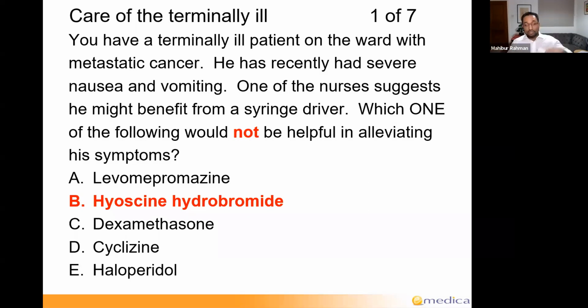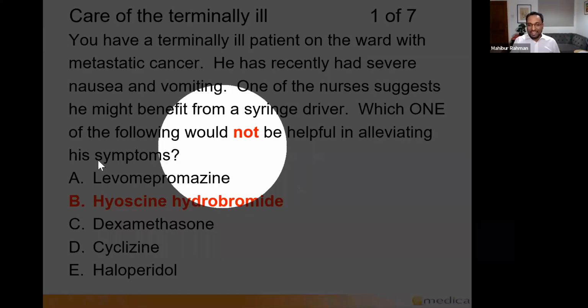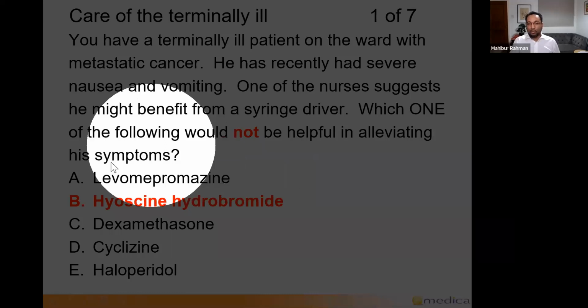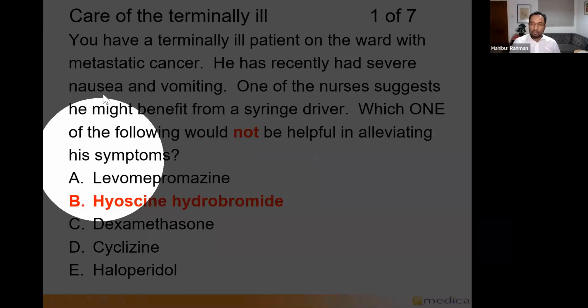But hyoscine hydrobromide, in palliative care, is used to dry up respiratory secretions. Sometimes people have excess respiratory secretions, and it's very useful to dry those up, okay? So that wouldn't be useful for these symptoms. It's not that it wouldn't be useful at all in someone terminally ill. You can see the question's asking about alleviating his symptoms, which are severe nausea and vomiting. So that's why B is the one that you wouldn't give. Okay, let's move on to the next one.